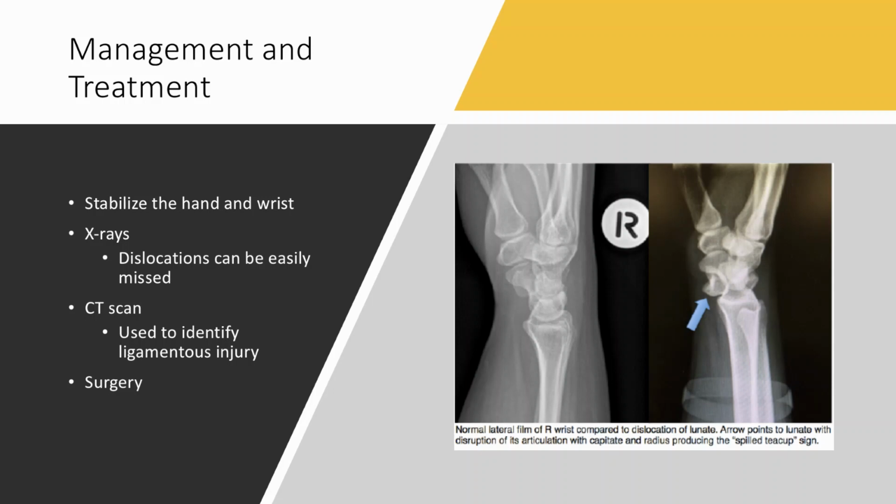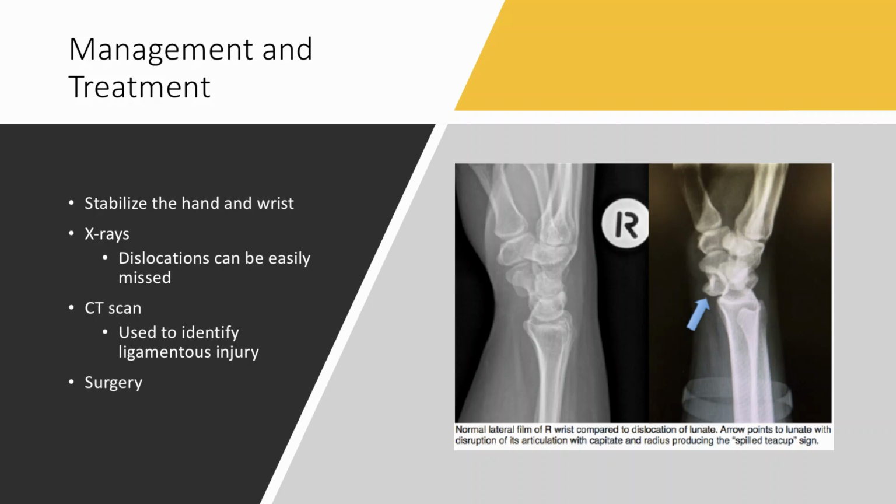Management and treatment for this injury, like I said, is stabilize the hand and wrist because you're going to send them immediately to the doctor. At the doctor, they will be getting x-rays or a CT scan. In x-rays, the dislocations can be easily missed, but the CT is just used to identify any ligamentous injury. Following those tests, they will be sent to surgery.